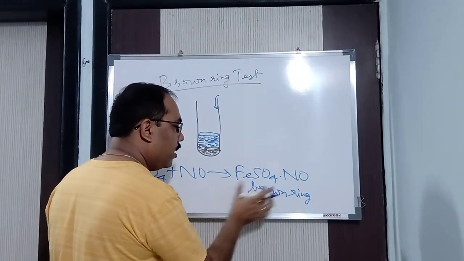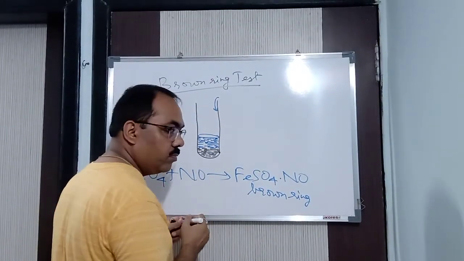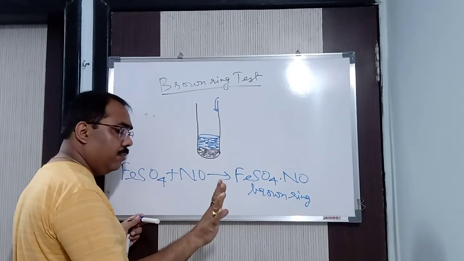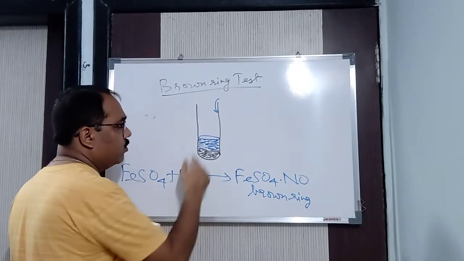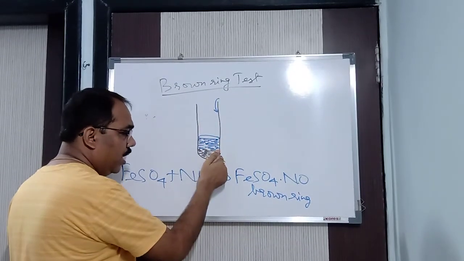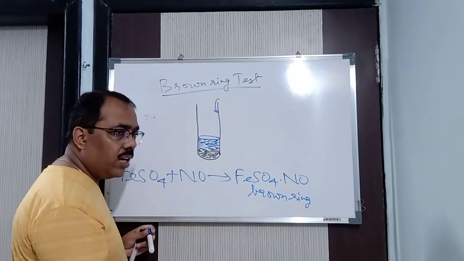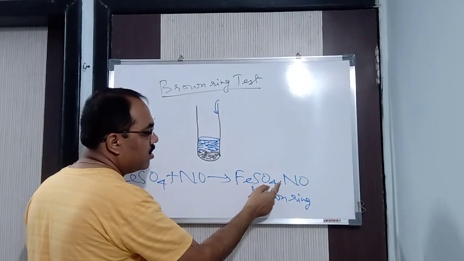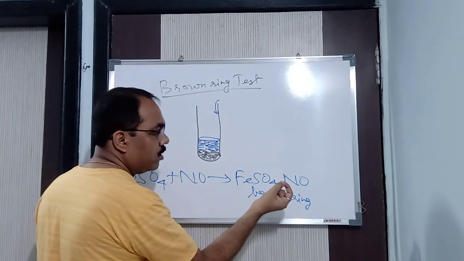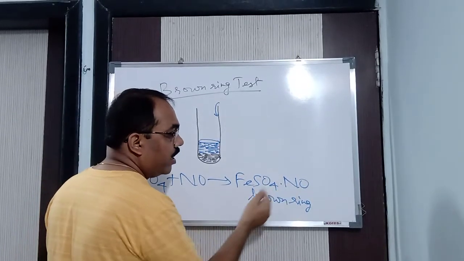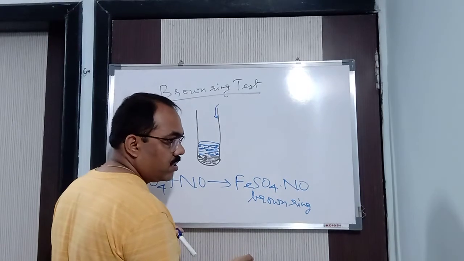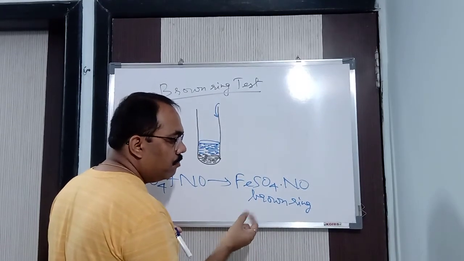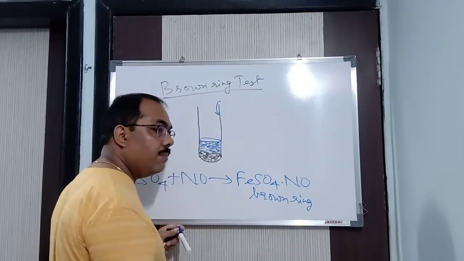So when you are shaking the test tube, alright, you should keep it undisturbed. I told you in the beginning itself. If you are shaking the test tube, then concentrated sulfuric acid will again dissolve in water and will evolve heat. And this heat will dissociate this particular bond, because this is a weak bond. The dot means what? It's a weak bond between ferrous sulfate and nitric oxide, we can say that. So that bond will break, and hence the brown ring will disappear.